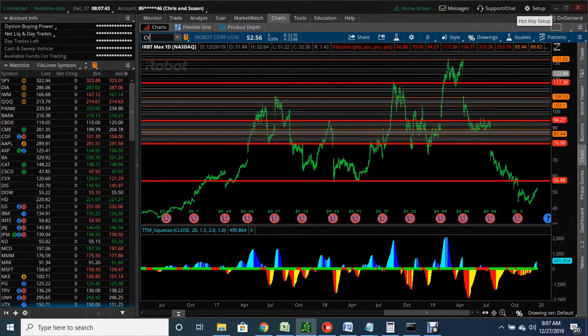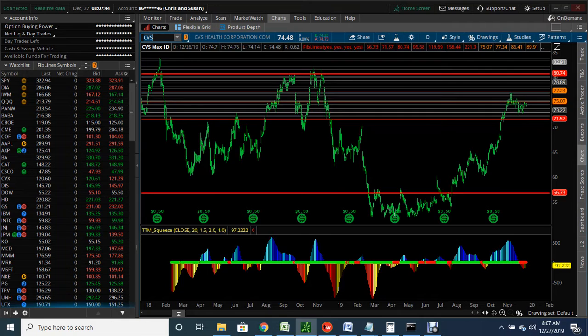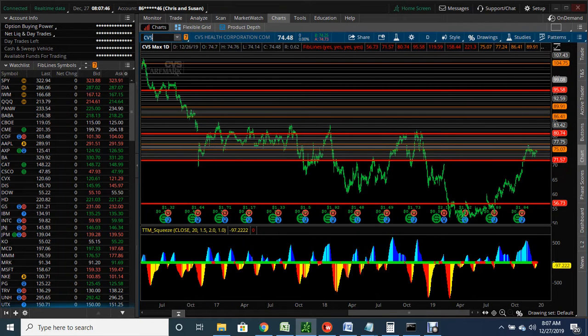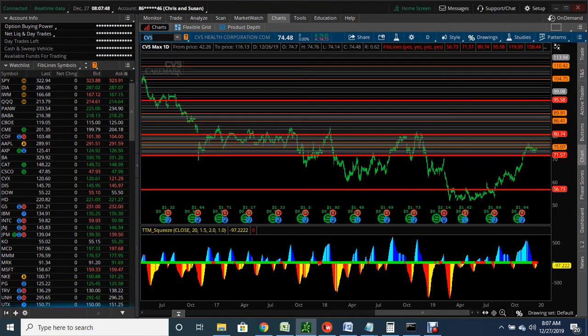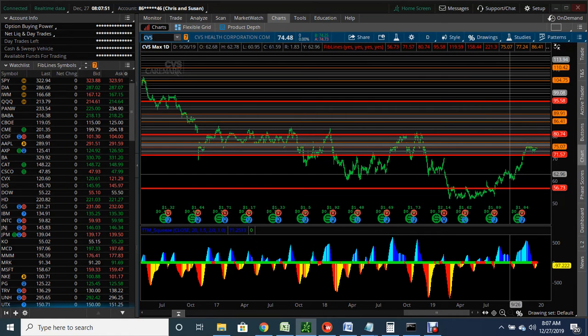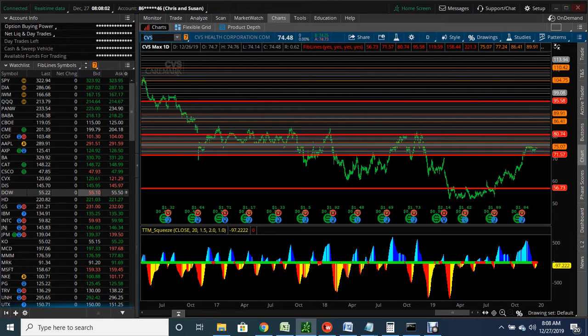What I did have a very good trade in, I still have a position, is CVS Pharmacy. This is a company that acquired Aetna, took on a lot of debt, picked it up down here in the mid 50s. It's now up to about 70, 75 right now. They're paying down debt and doing very well, so I do have a position in CVS going into 2020.